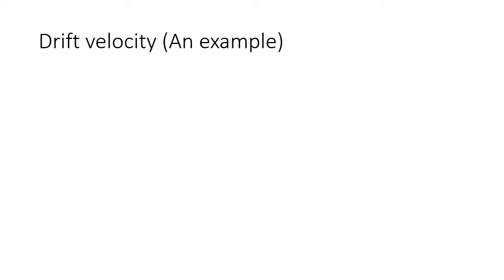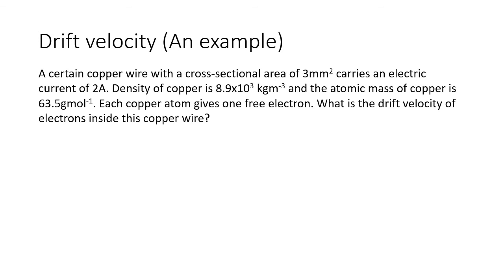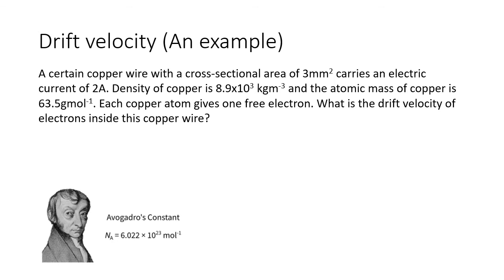Okay, now we will do one example from drift velocity. A certain copper wire with a cross-sectional area of 3 mm squared carries an electric current of 2 amperes. Density of copper is 8.9 times 10 to the power 3 kg per meter cube, and the atomic mass of copper is 63.5 gram per mole. Each copper atom gives one free electron. What is the drift velocity of electrons inside this copper wire?